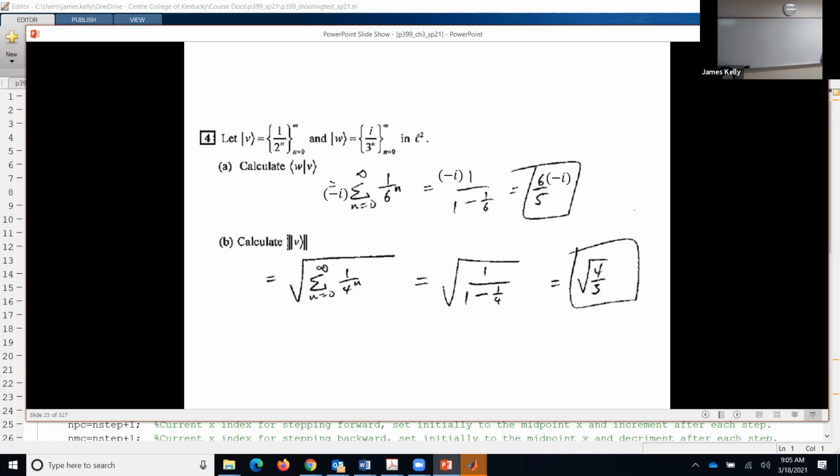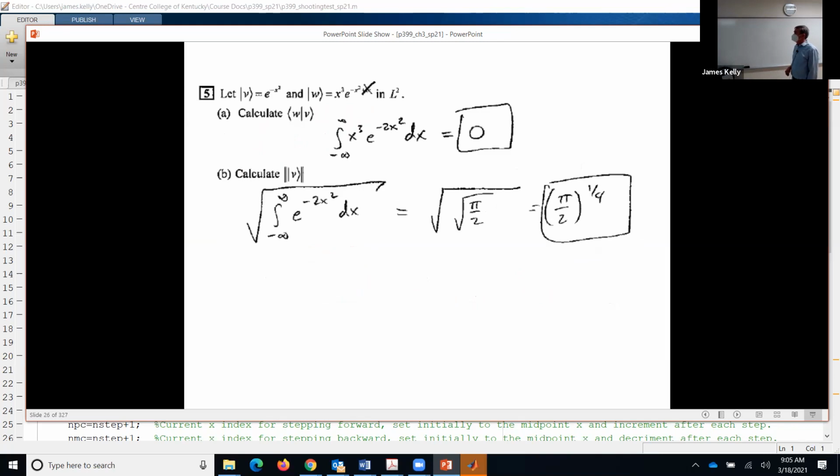Just don't forget to take the square root at the end. You've calculated the inner product of a vector with itself, but then you've got to take the square root if you're talking about the norm that we're going to use in quantum mechanics. Okay, and I think that's kind of where we stopped, but we were supposed to do 5 and 6, and let's just go through those here on my written solution.